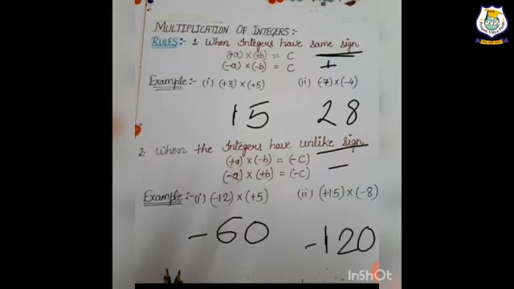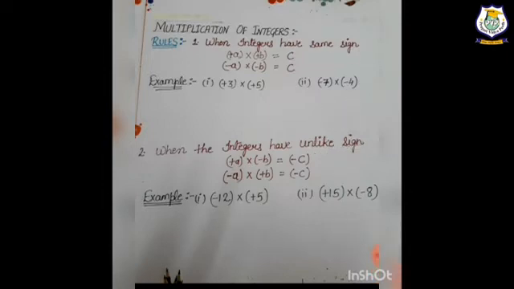Here you have seen 15 is positive, 15 is the greater number, but we are not following that rule. That rule we will follow in addition only. Here we will follow only this rule: if both numbers have the same sign, then the answer will come with the positive sign. If both numbers have opposite signs, then the answer will come with the negative sign. So here I have solved some sums for you. Now we will talk about division.